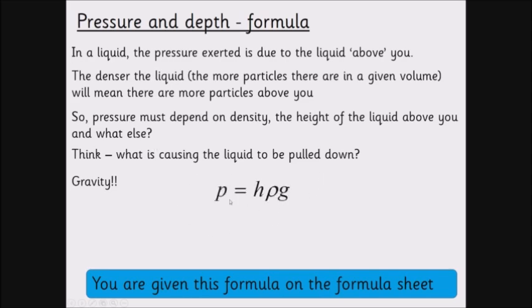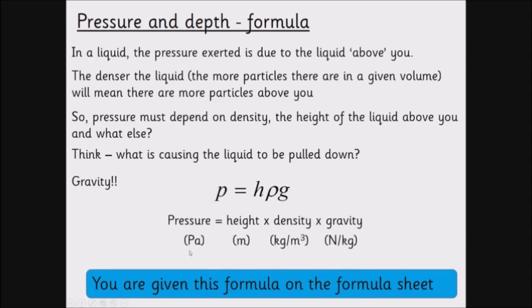So we have the formula that pressure is equal to the height of the liquid that you're under, multiplied by this symbol here in the middle, which looks a bit like a P, but it's actually the Greek letter rho, and this is our symbol for density, multiplied by gravity. So pressure is height times density times gravity.